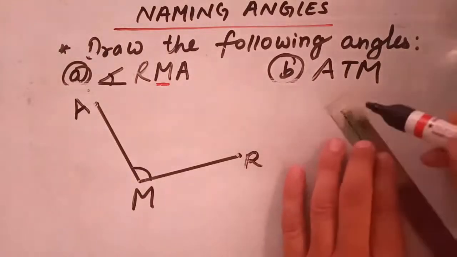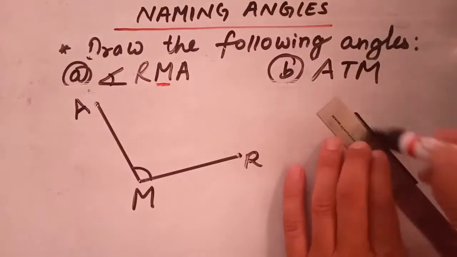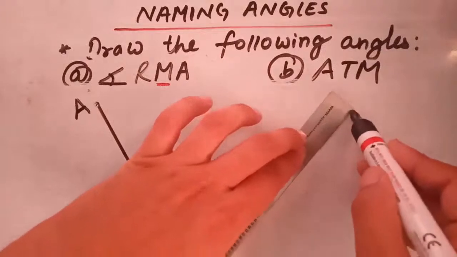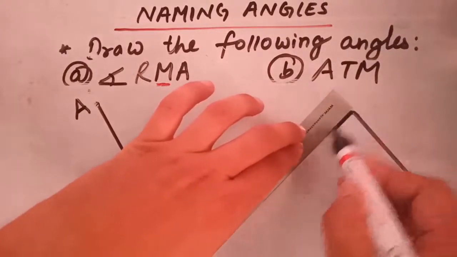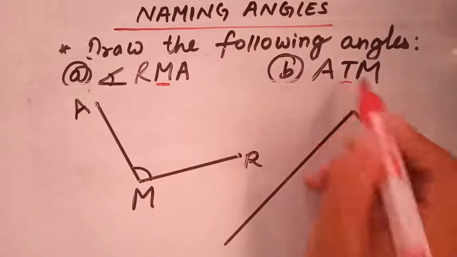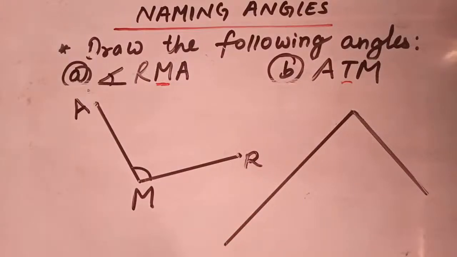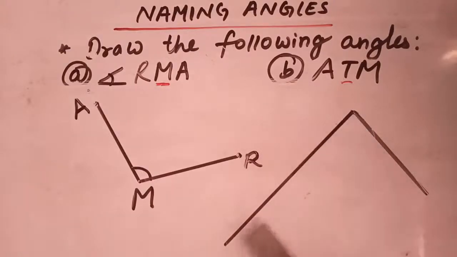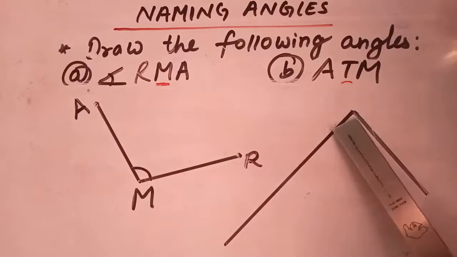Now I will draw in a different way. Here I have drawn another angle. Now as you can see, our vertex is T. In this angle, the vertex is the meeting point of these two arms. As you can see, the meeting point of these two arms is this point. So you can name it as T.